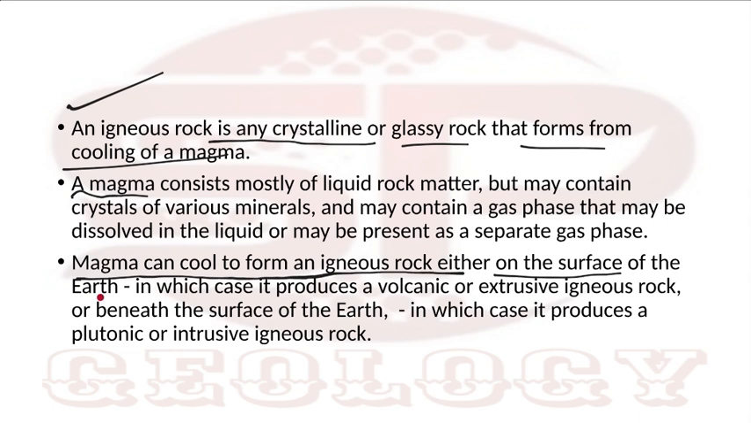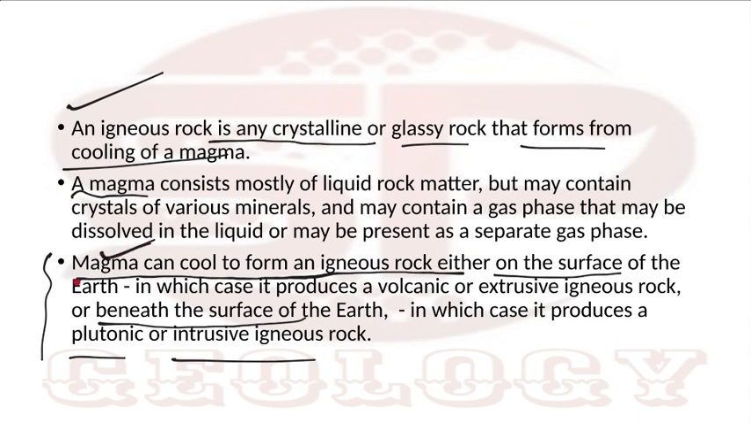If the magma comes to the surface as a volcano, it will cool and solidify there to produce igneous rock that we call extrusive. Or sometimes it solidifies in the subsurface region, beneath the surface, and that is called plutonic or intrusive igneous rock. So broadly, igneous rock can be divided into extrusive and intrusive. All of them form from the magma.